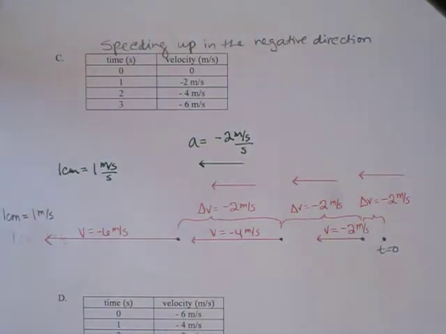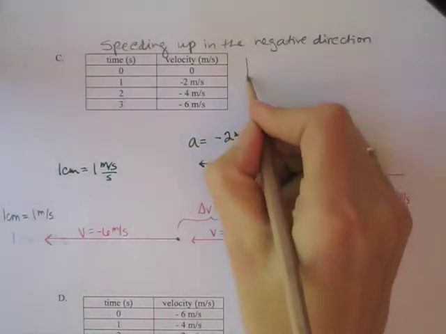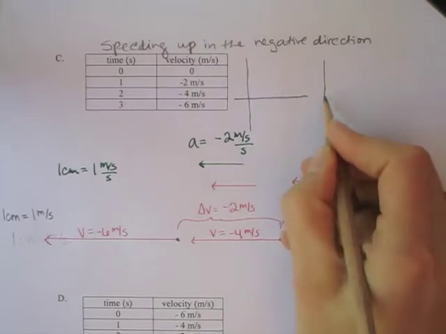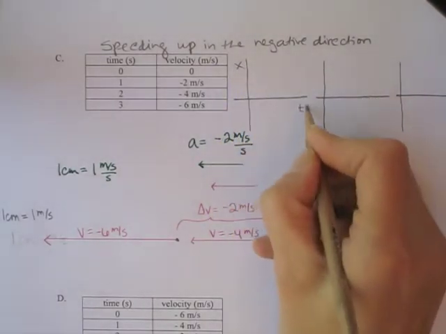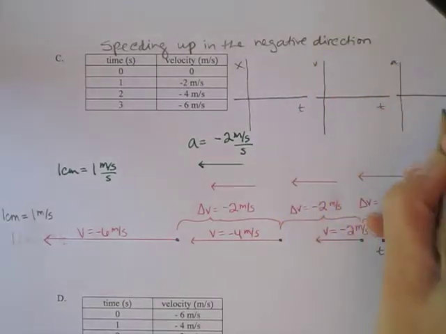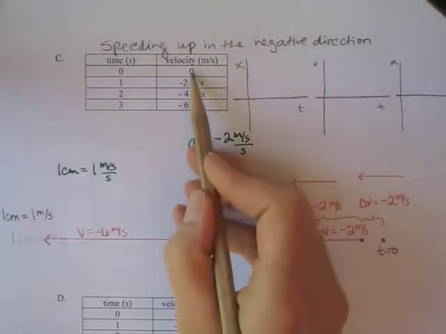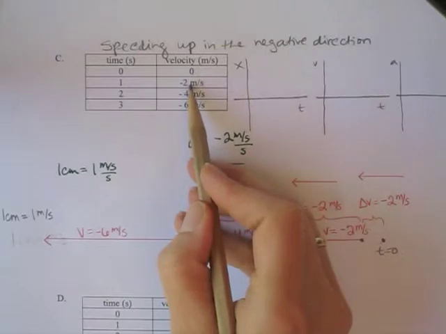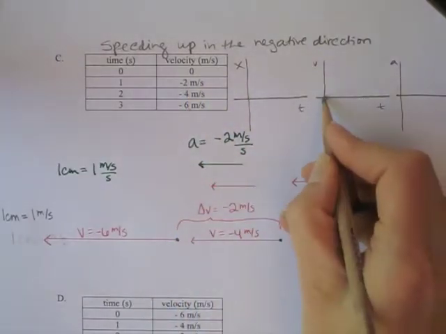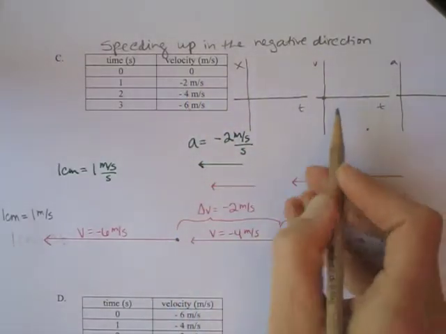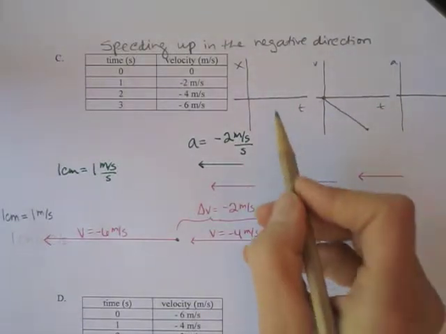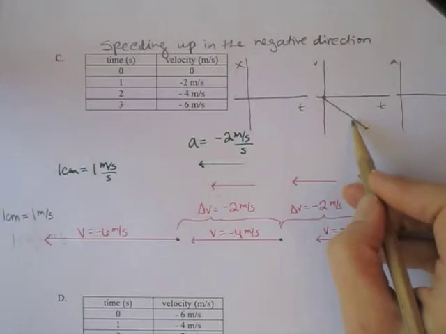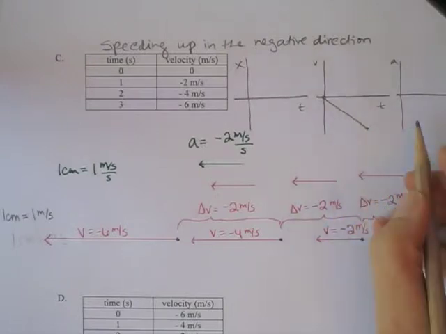Now let's take a look at the graphs. So position time, velocity time, acceleration time. Looking at the velocities, it goes from 0 and then becoming more negative. So starts here, goes down here, and that's going to be a straight line. Then acceleration is the slope of the velocity time graph. This has a negative slope, so that's a negative acceleration.